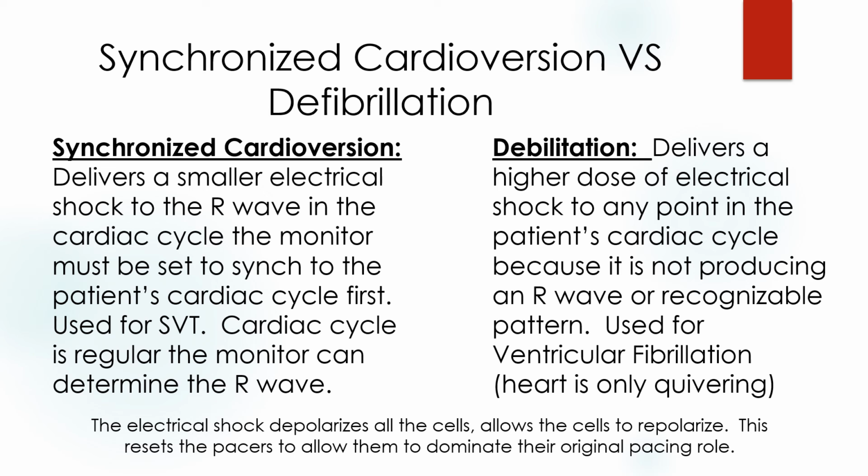And defibrillation, this is what we use for the pulseless VTAC and the VFib. It'll deliver a higher dose of electrical shock to any point in that patient's cycle because it's not producing an R wave or a recognizable pattern. So it's used when the heart's only quivering. So basically what happens in the shock is it depolarizes all the cells, and it allows the cells to repolarize, and it resets the pacers to allow them to dominate their original pacing role.